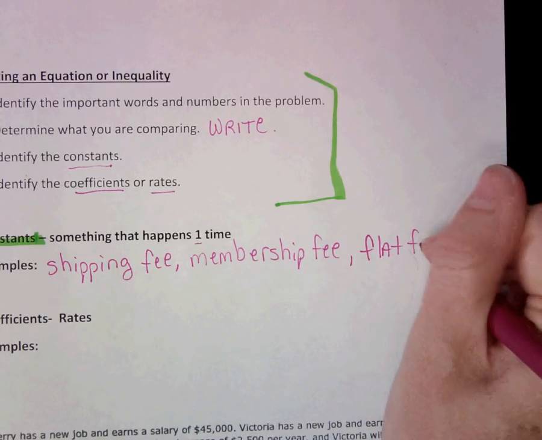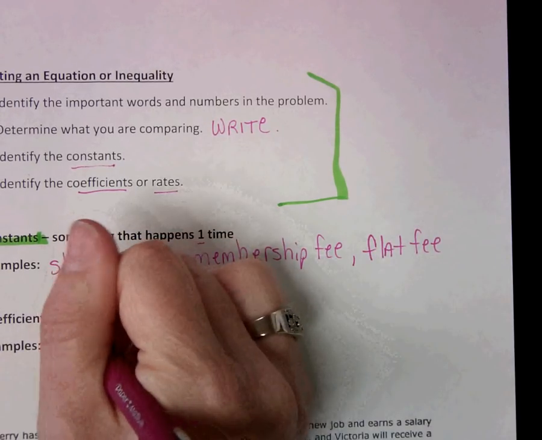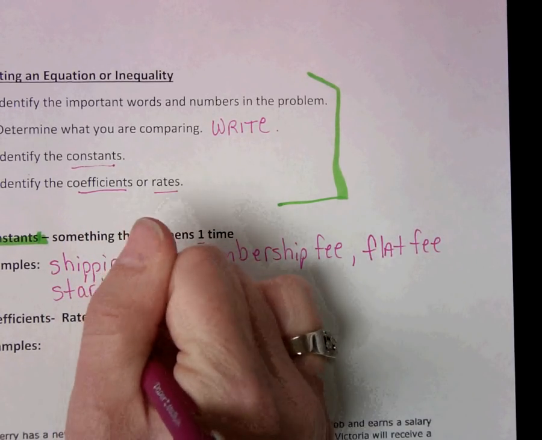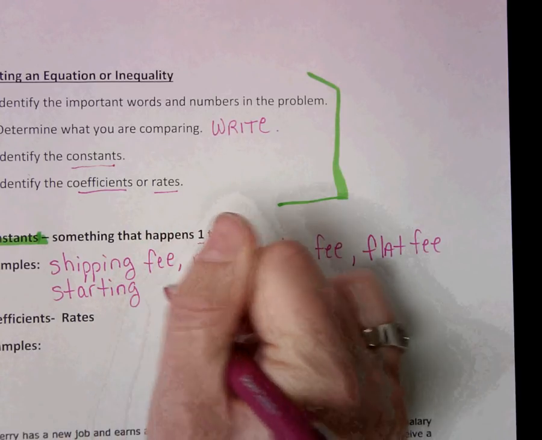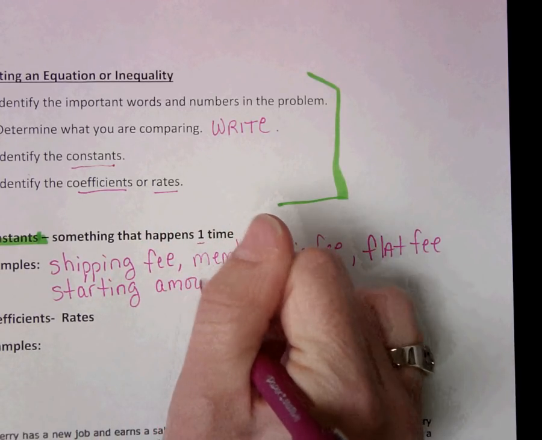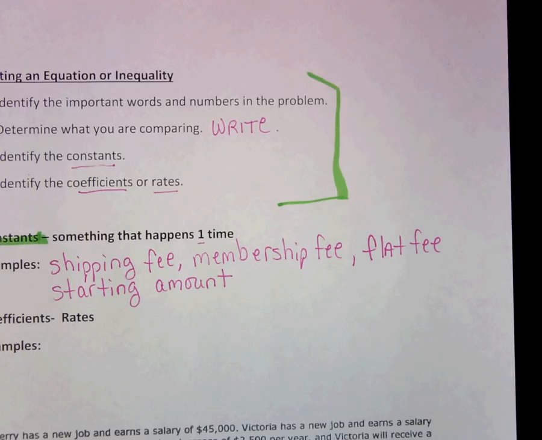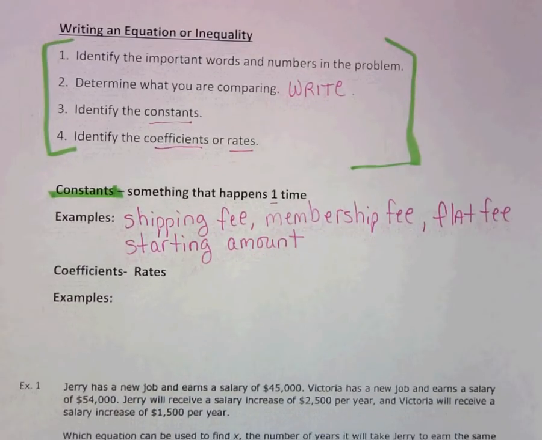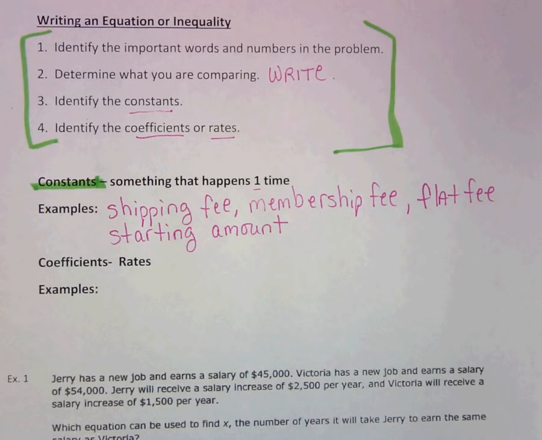or it could be a starting amount. Maybe we're talking about our bank account. It could be how much we start with in our bank account. Those are all examples of what a constant might be in a word problem, something that happens one time. We only pay or count one time.